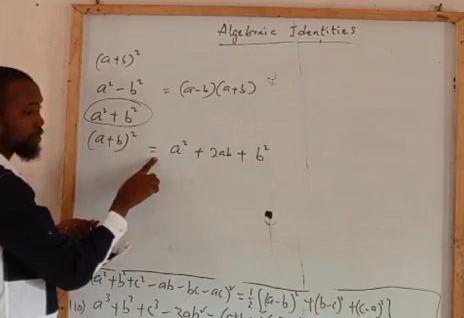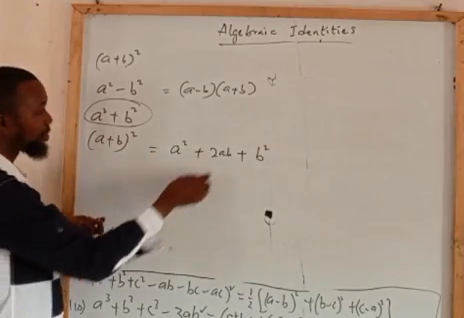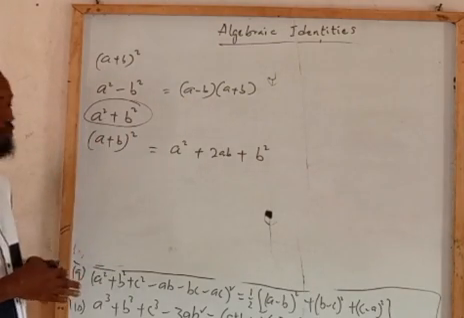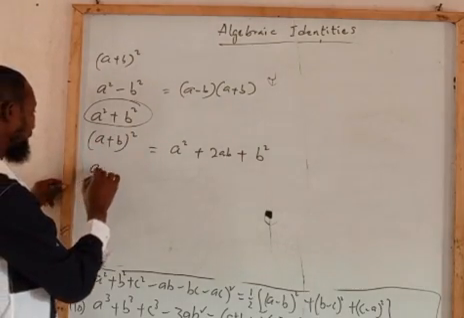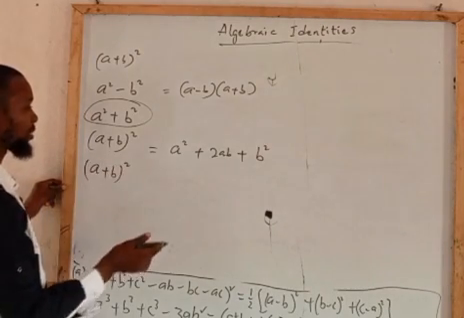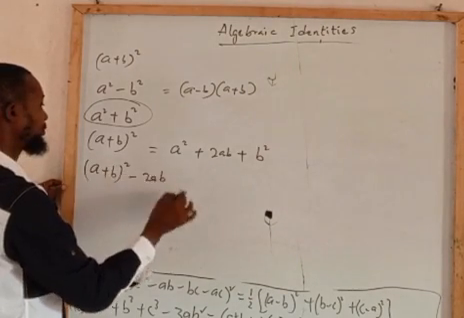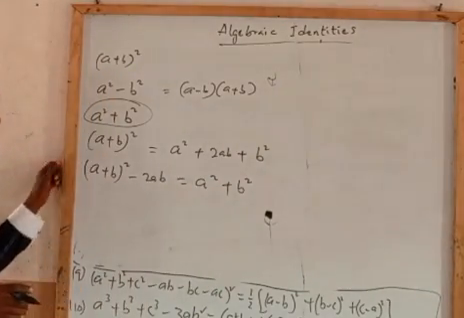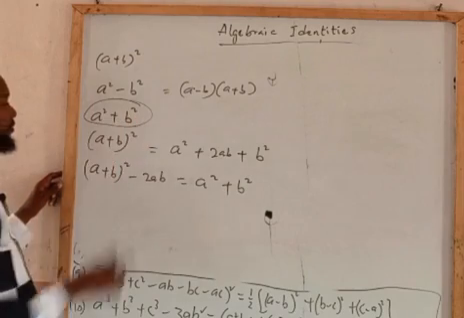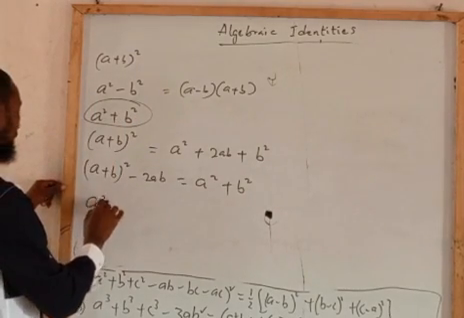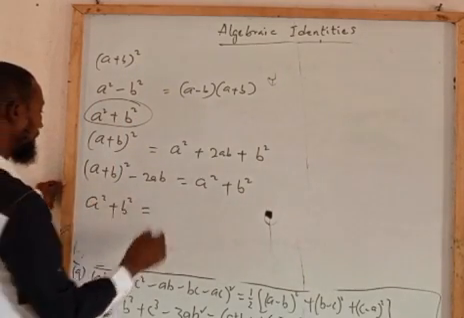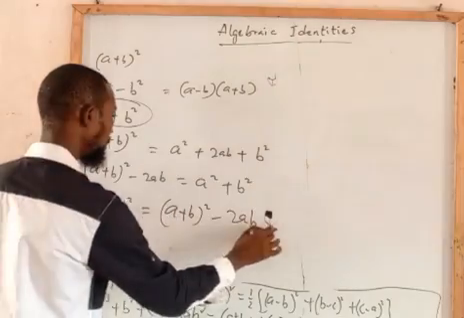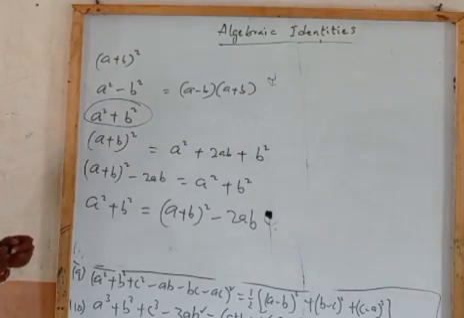Since this involves an equation or identity symbol, I will simply move this to the other side of the identity, or the other side of the equation. So I can say that (a plus b) raised to power 2 minus 2ab is equal to a squared plus b squared. This is what we are looking for. Therefore, the identity for a squared plus b squared is (a plus b) squared minus 2ab. That is what we mean by this identity.